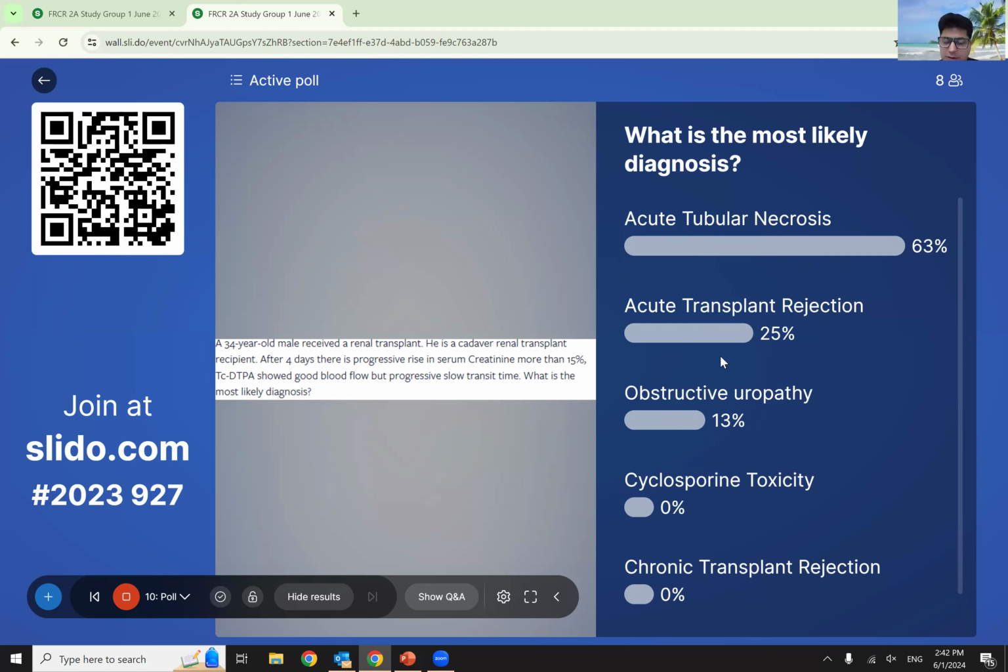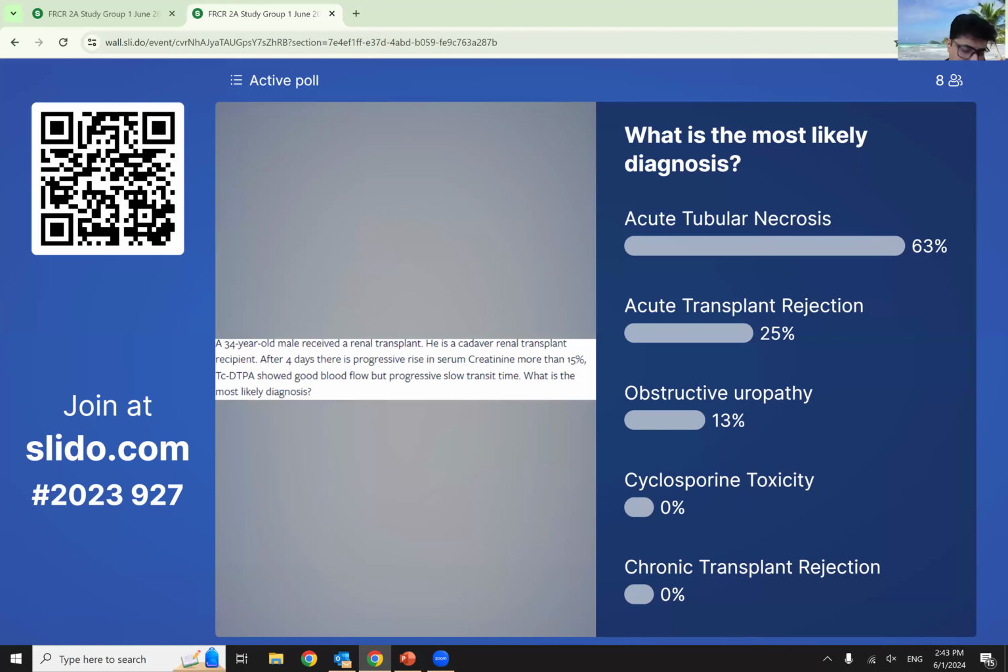Acute transplant rejection occurs within the first few hours, so it doesn't take 2 days. Obstructive uropathy is a late complication. Cyclosporin toxicity is a late complication. And this says chronic transplant rejection, again a late complication. Also, they are less common than acute tubular necrosis, especially if it's a cadaveric renal transplant.